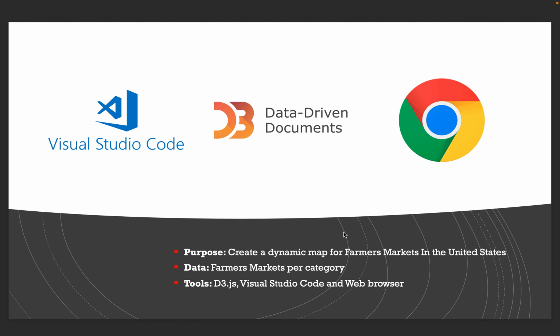The data set that I used was farmers markets per category in the US, and the tools I used are D3 JSON, which stands for Data Driven Documents, Visual Studio Code, and any web browser. For this particular scenario, I decided to use Google Chrome because it was well integrated with Visual Studio Code, and I could just spin up a server to see my visualization.